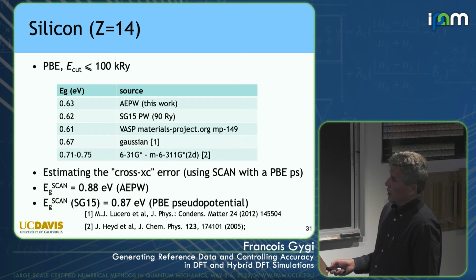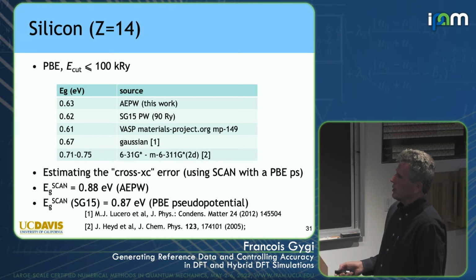VASP is doing pretty close as well. If you use Gaussian functions, it can be a little bit different. And I'm no expert in choosing Gaussian basis sets. And probably, I don't know if those choices are considered good enough, but they can lead to somewhat of a different result. But also, this allows us now to estimate this kind of cross-XC error that I mentioned before, right?